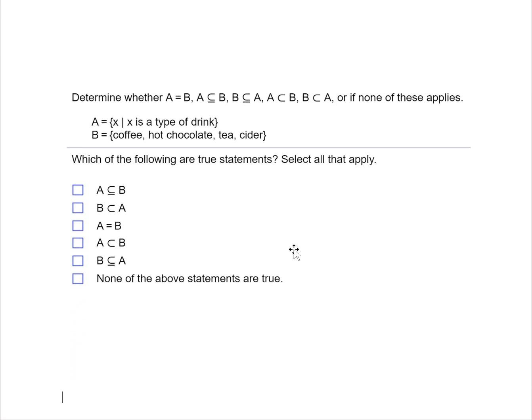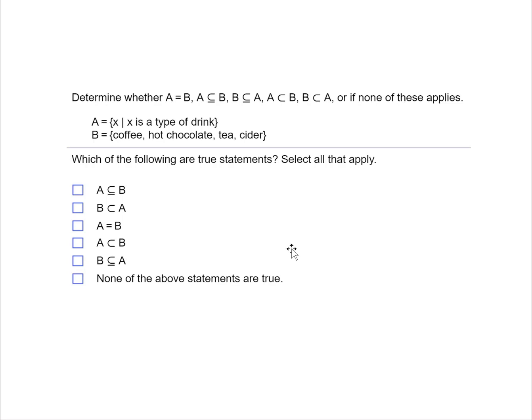Now in the next example, they give us two sets, and the first set is written in a pretty descriptive form. A such that A is a type of a drink, can be any type of a drink. And that set B has four specific types of drinks: coffee, hot chocolate, tea, and cider. And it wants to know which of the following statements are true. So let's think about this for a minute. B is going to be a subset of A, and it's also going to be a proper subset of A.